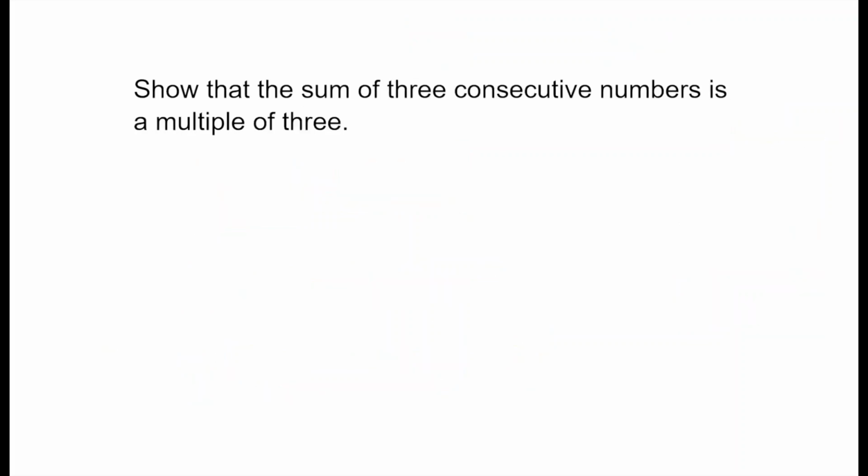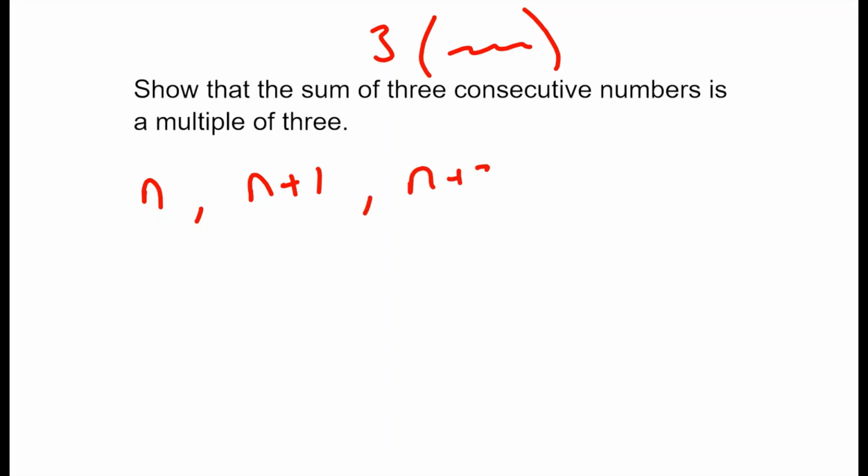We can look at a similar question. Show that the sum of 3 consecutive numbers is a multiple of 3. So again, if we want to show it's a multiple of 3, we are going to have 3 multiplied by a number. So if it's 3 consecutive numbers, the first number we're just going to call n. The number after n would be n plus 1. The number after that is going to be n plus 2.